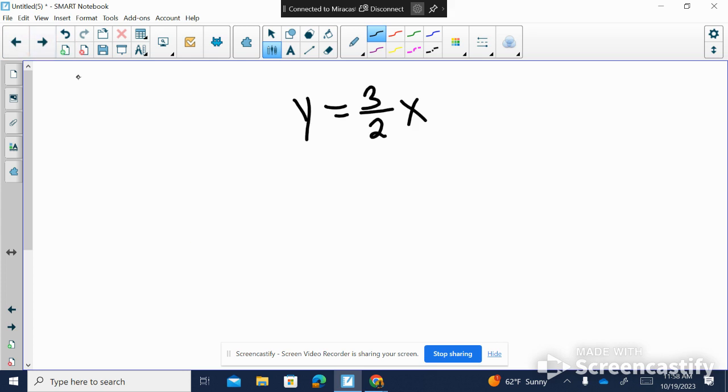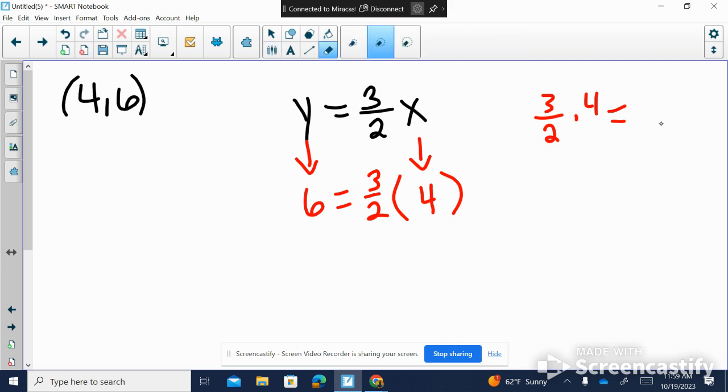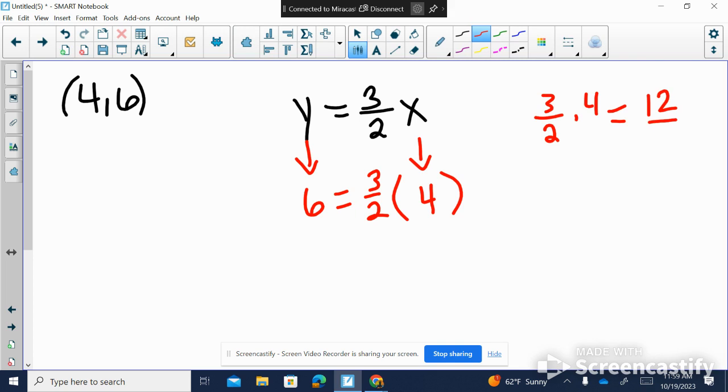4, 6. So let's see if 4, 6 works out here. So my x is going to be replaced with a 4, and my y is going to be replaced with a 6. So 6 should be equal to 3/2 times 4. Okay, 3 over 2 times 4 is equal to, 3 times 4 is 12. Oops. So 3 times 4 is 12, and 2 times, we'll put that over 1, is 2. 12 over 2 is 6. So 6 equals 6. It worked out.